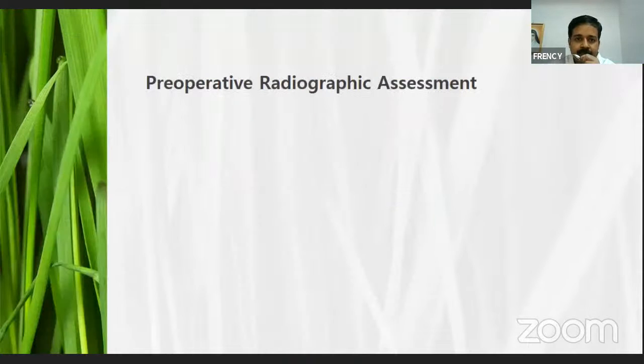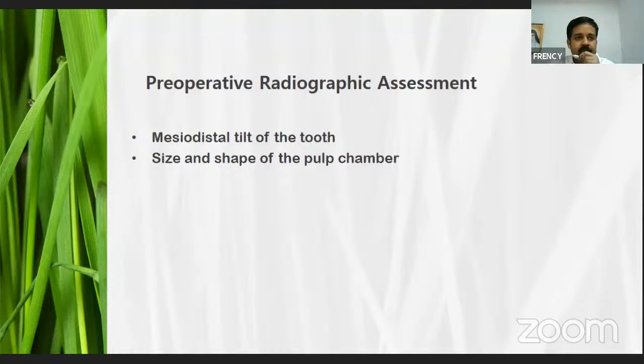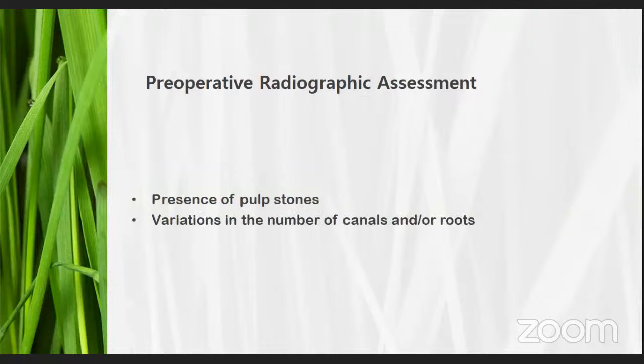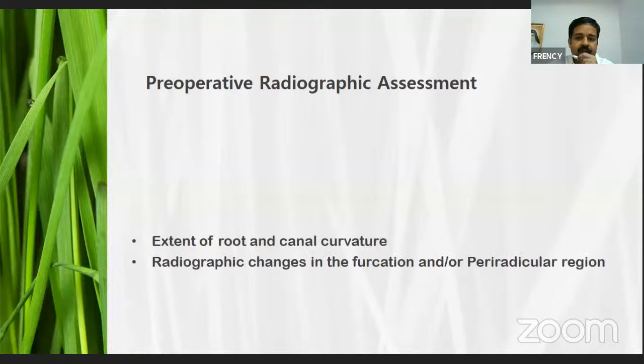restoration itself, etc. Then preoperative radiographic assessment, like mesiodistal tilt of the tooth, is very important, because sometimes the tooth may have a distal inclination. In such cases, if you don't consider that part, it may cause perforation. Then the size and shape of the pulp chamber. Sometimes the pulp chamber will be big, with more occlusogingival depth, so you have to go deeper. Then thickness of the roof of the pulp chamber, presence of pulp stones and calcifications, variations in the number of canals and roots, extent of root canal curvature, and radiographic changes in the furcation and periradicular region. All these things are very important.